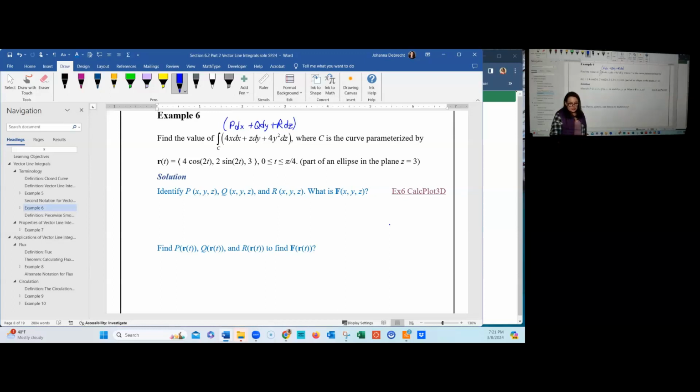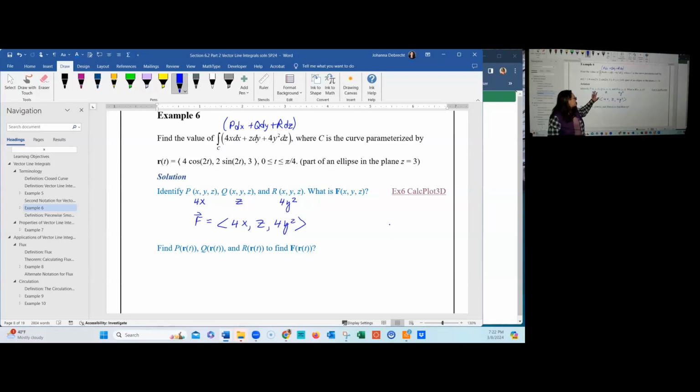The first thing we need to do, of course, is identify our p, q, and r. P in this case is 4x, q becomes z, and capital R becomes 4y squared. Our actual vector field is given by 4x, comma z, comma 4y squared. We don't actually need the vector field to use this notation, but again, if you wanted to do f of r of t dotted with r prime of t, you would want the vector field.